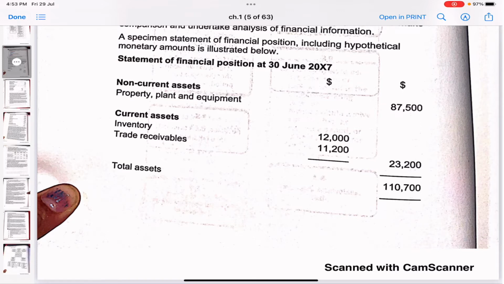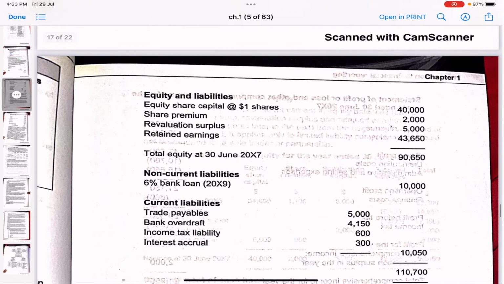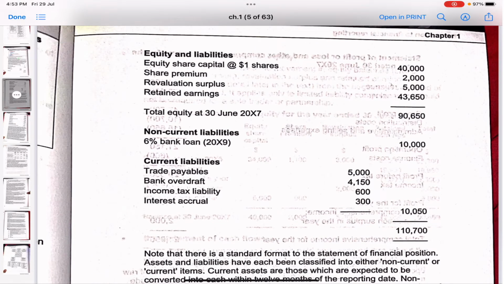So, this is a statement of financial position, which means this is the balance sheet at 30 June 2000. We first have the non-current assets, and then we have the current assets. Property, plant, and equipment come under the non-current assets. Inventory and trade receivables come under the current assets. And then we have the total assets. What are the total assets? It is current assets plus non-current assets. And then we have equity and liabilities.